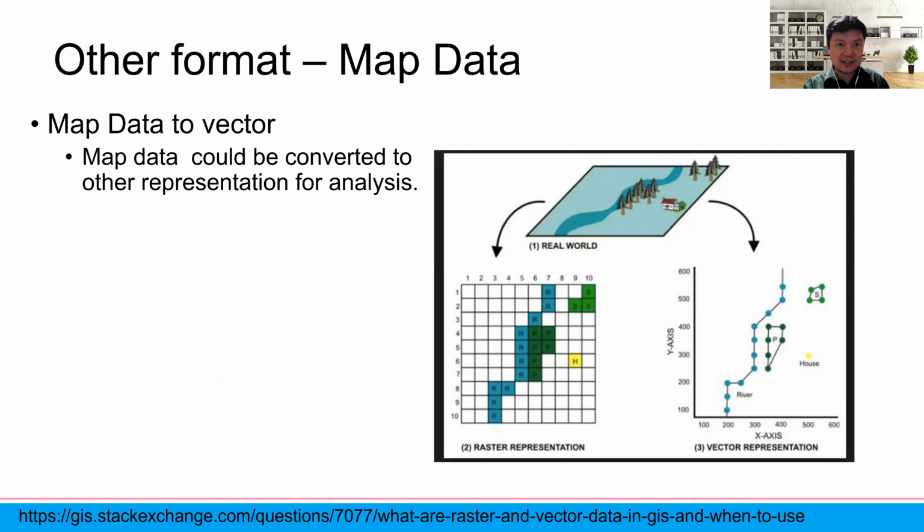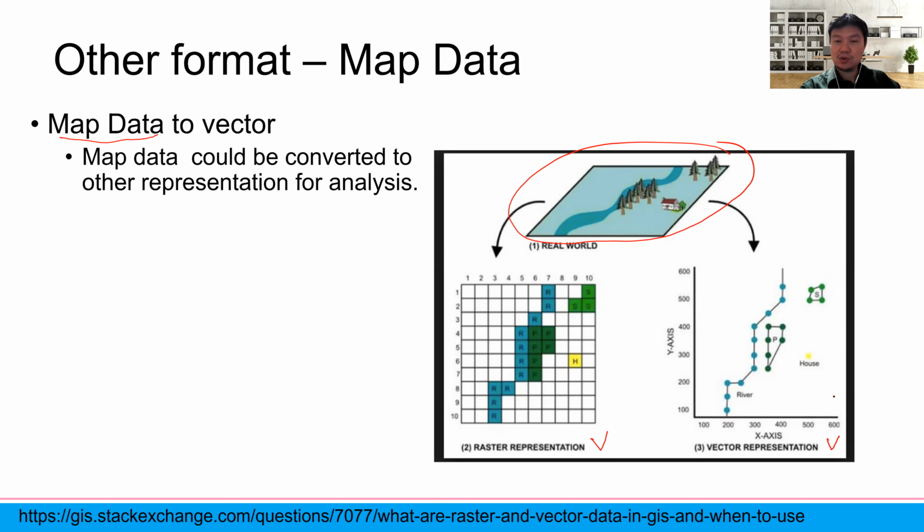In other cases, you can have the map data. When you have map data, you can change the representation into the vector. Map data is something like this spatial data. You have the river, and then you have the tree, and then you have the house. It can be converted into, for example, raster representation or vector representation.